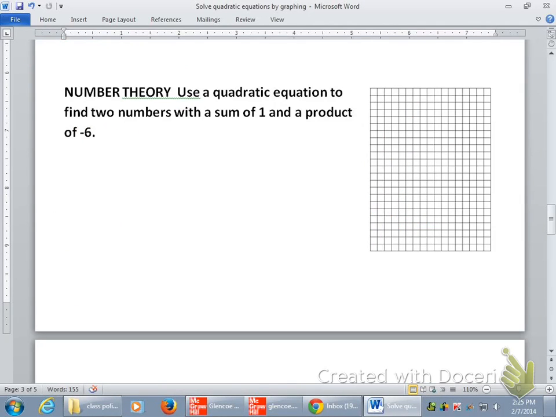Here we're supposed to use a quadratic equation to find two numbers with a sum of 1 and a product of negative 6. Now, they don't give us the two numbers, right? So that's going to be our two variables. That's going to be an x and a y. Now tell me what sum means.